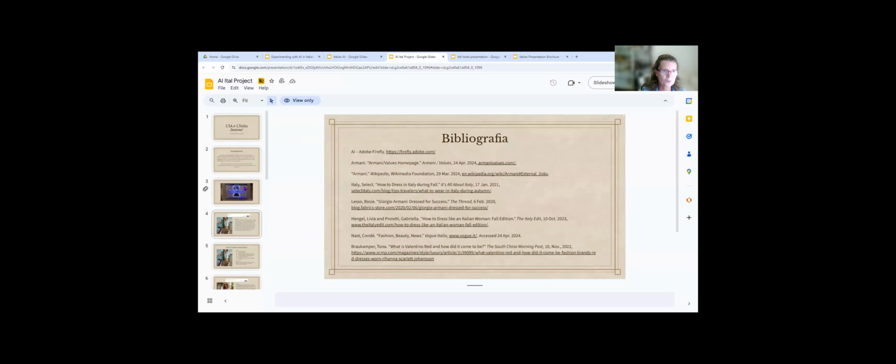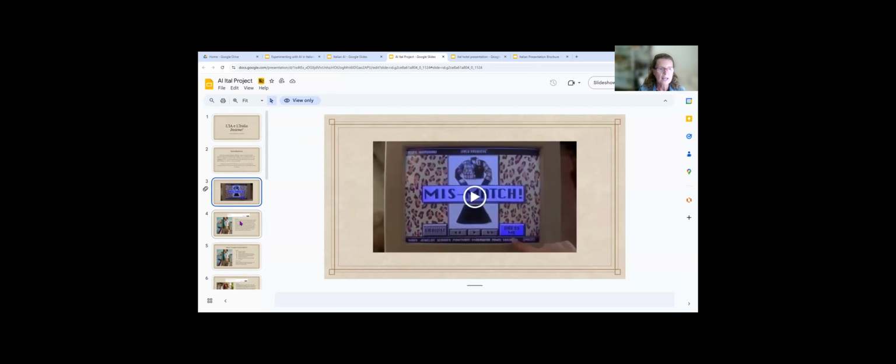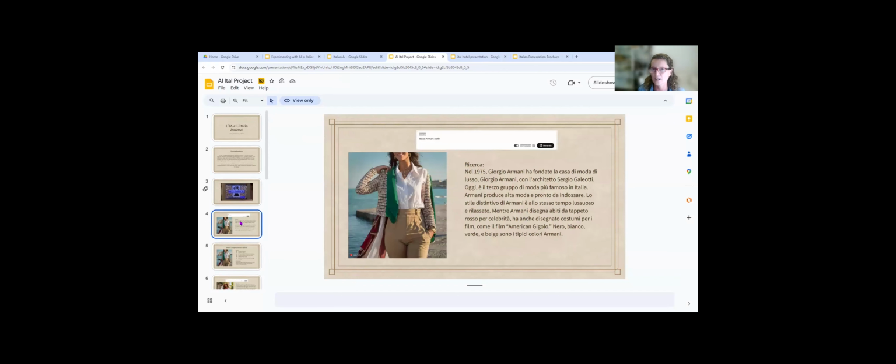Instead, the students created basically a project on Italian fashion, and they gave very minimal instructions. I think that they used Adobe Firefly, and very minimal instructions. Italian Armani outfit. Giorgio Armani is one of the most famous and well-known Italian designers. And therefore, in this picture, the AI created an outfit with the colors of the Italian flag: white, green, and red.